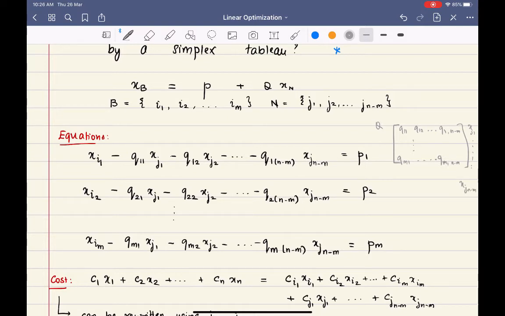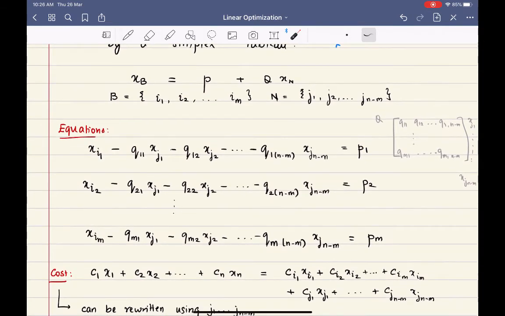Okay, so then we get this xi1, you bring this part to the left hand side to get it in the form that we are used to. So you'll get xi1 minus q11 xj1 minus q12 xj2 and so on till minus q1 n minus m xjn minus m, and that is equal to p1. Now xi2 will be like this and so on, xim will be like this. So I've just rewritten this thing here.